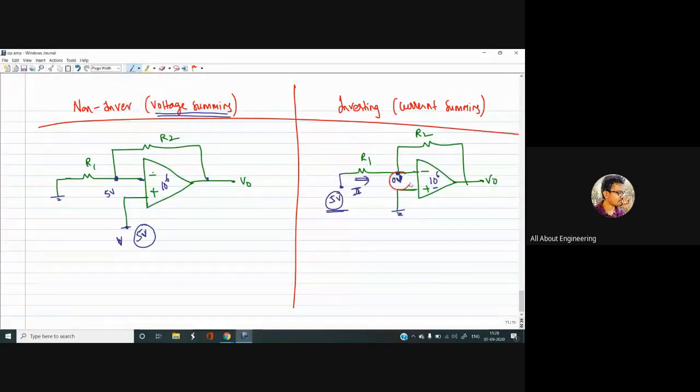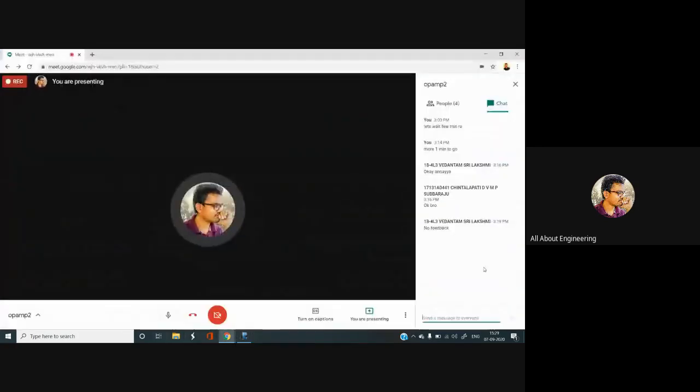This voltage is remaining at 0 volts, but this current is continuously changing depending on the input that you are applying. Hence, this inverting terminal or inverting node is called the current summing node, as it is sensing in the form of input currents. That is the prime difference for why we call a non-inverting terminal the voltage summing node and an inverting terminal the current summing node.